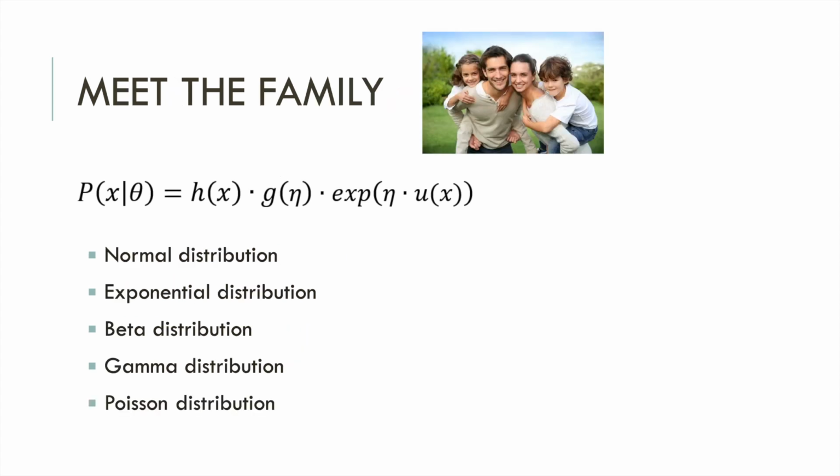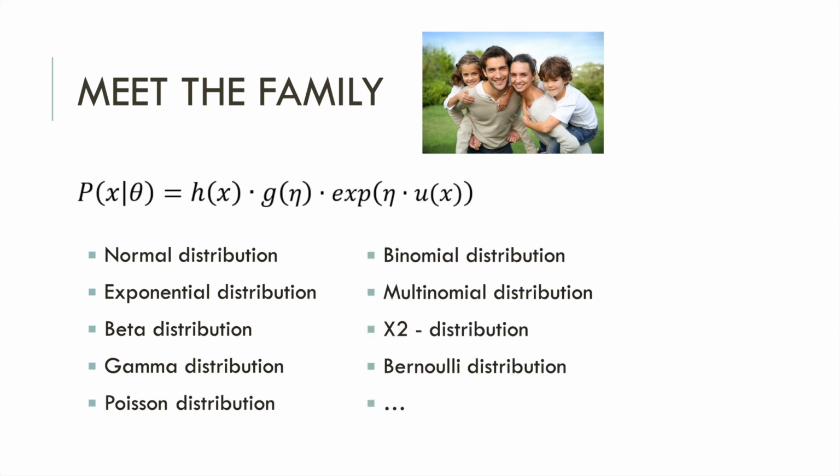Alright, it's time to meet the family. As shown in the previous slide, the equation here displays the form a member of the exponential family can take on. The normal distribution, the exponential distribution, the beta distribution, the gamma distribution, the Poisson distribution, the binomial distribution, the multinomial distribution, the chi-squared distribution, the Bernoulli distribution, and many more are members of the exponential family.